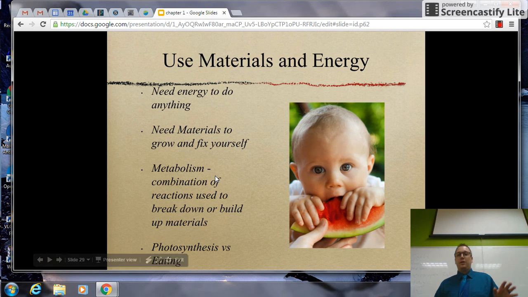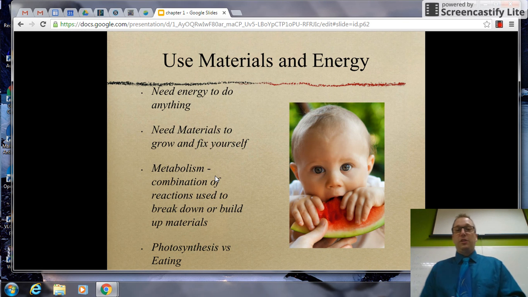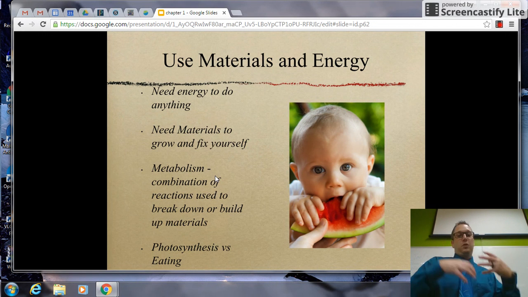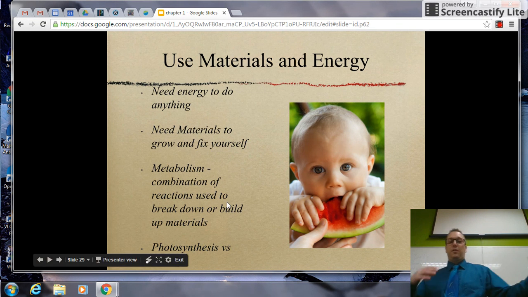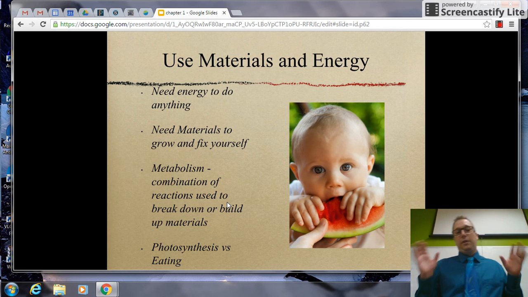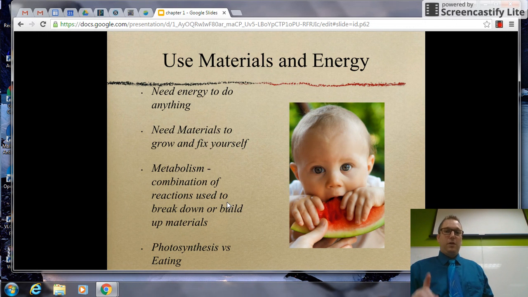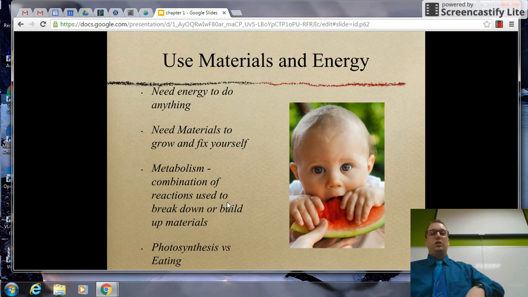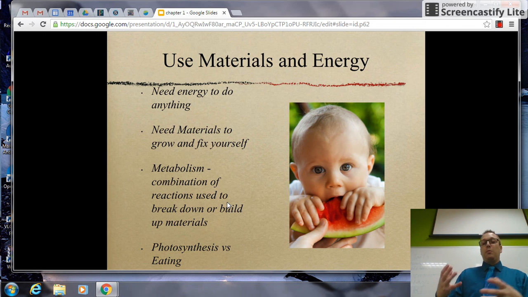Next, everything uses materials and energy. You need energy to live, to do anything. To watch this video, you are using energy. You also need materials to grow and fix yourself. You need to eat that steak so you get the protein to build your muscles. Metabolism is what we call the combination of all the reactions in your body that break down and build up materials. So every living thing has to have some sort of metabolism, whether that's a single-celled protist taking in energy, breaking down the glucose to get energy, or breaking down a protein to get the amino acids to build up more protein, or that's you taking in food, getting the nutrients out of it and using those.